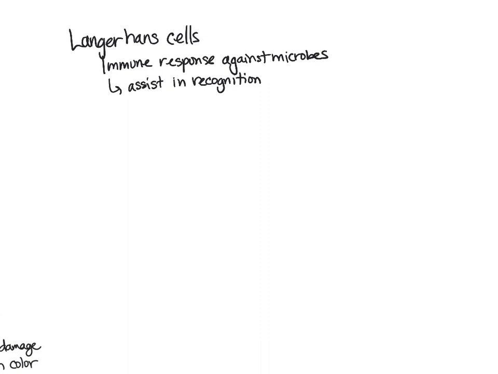So again, if a bacteria is coming in, they're going to say, this is the bad guy. It's going to display that on that cell and tell the immune system, this is what the bad guy looks like. Let's mount an immune response. Go out and get the guy that looks like this. However, the Langerhans cells are easily damaged by UV light.